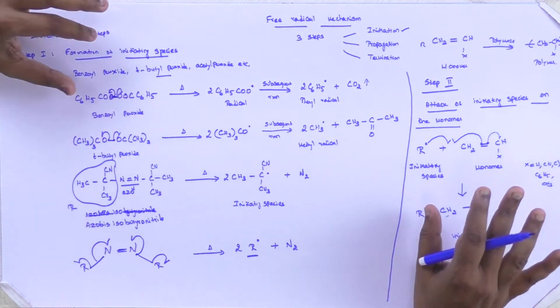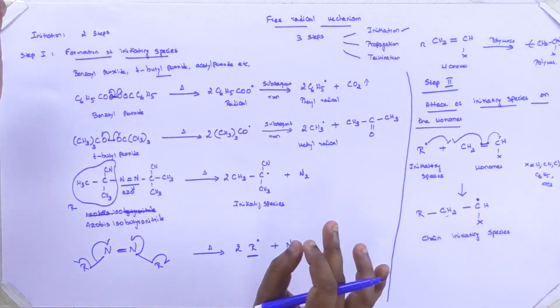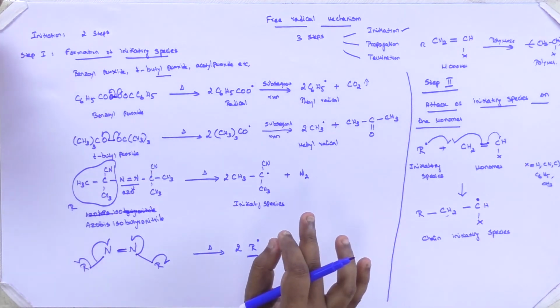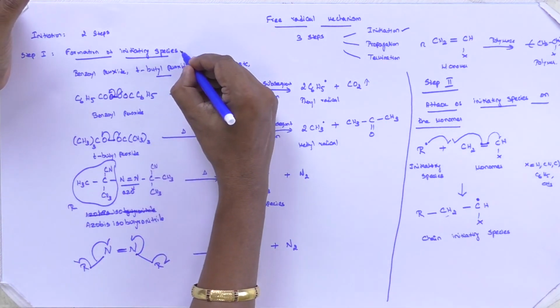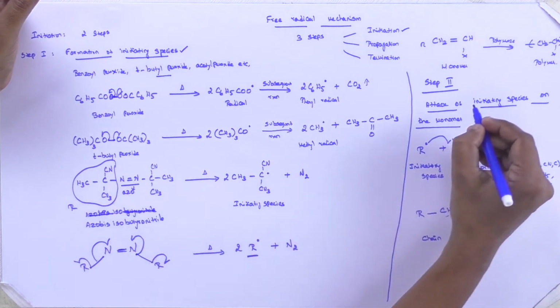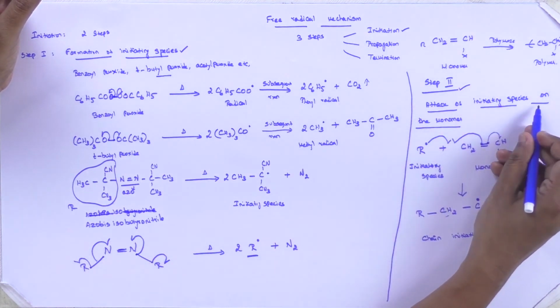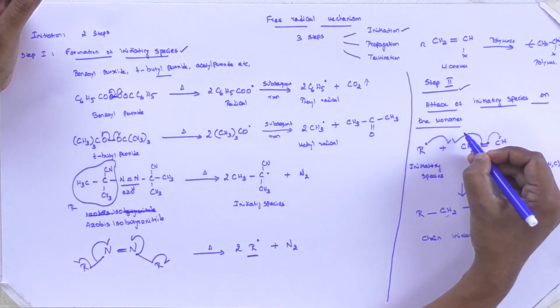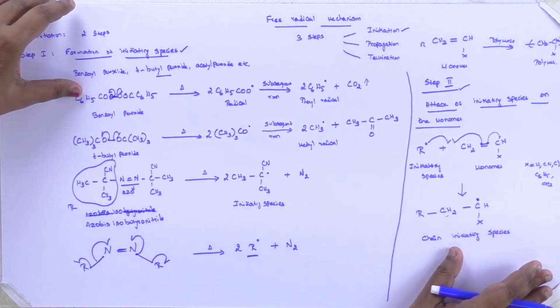So we have only seen the initiation step now. Initiation takes place in two steps. The first one is formation of the initiating species, and the second one is attack of the initiating species on the monomer. Next is propagation.